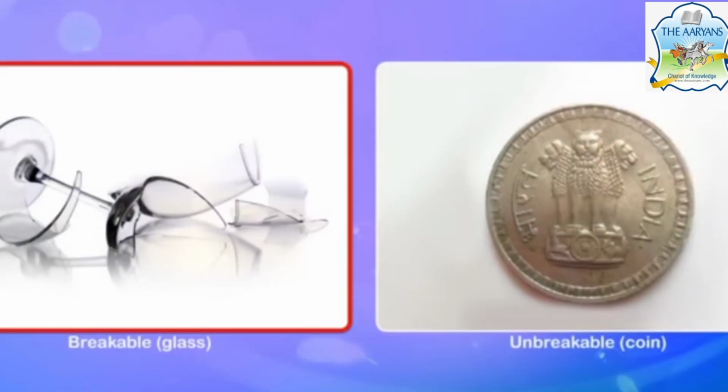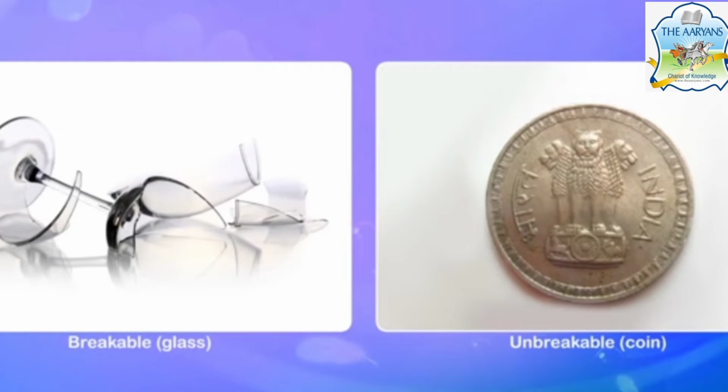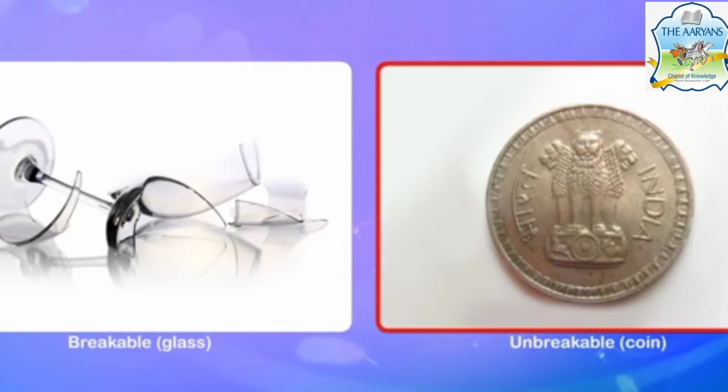Some materials are breakable, like glass. It can break down. On the other hand, some are unbreakable, like this coin. It cannot break.